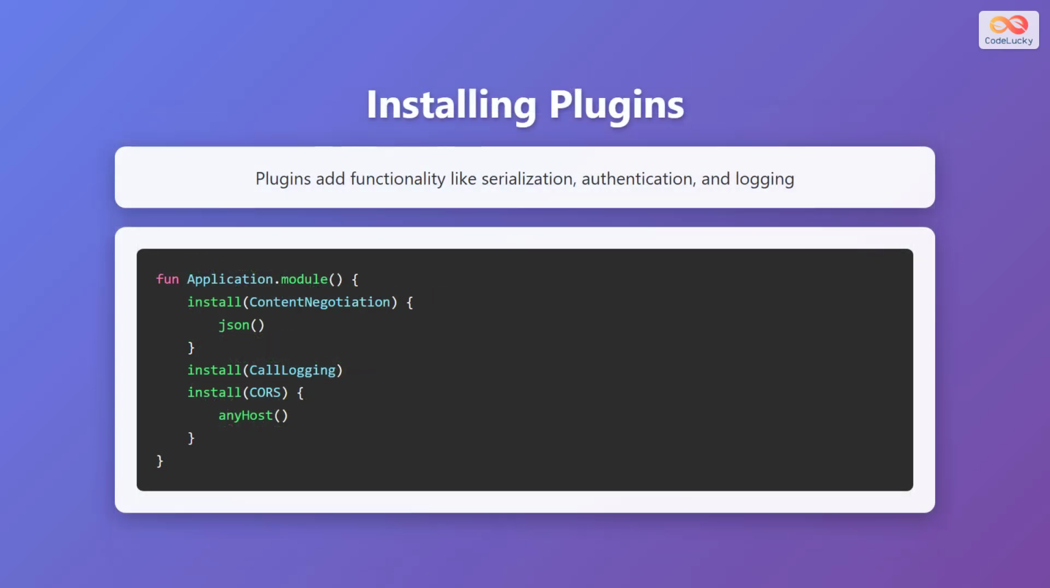Plugins are the way you add functionality to your Ktor application. They provide features like serialization, authentication, logging, and more. To use plugins, you define an application module function and call the install method for each plugin you want to add. For example, you can install content negotiation with JSON support to automatically serialize and deserialize JSON data. You can install call logging to track incoming requests in your logs. And you can install CORS, which stands for Cross-Origin Resource Sharing, to allow requests from different domains. This modular approach keeps your application organized and lets you add only the features you actually need.